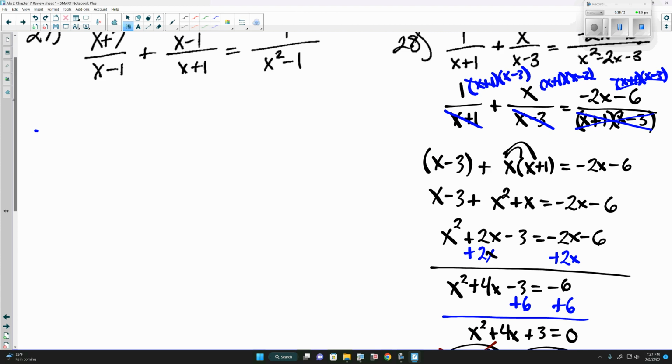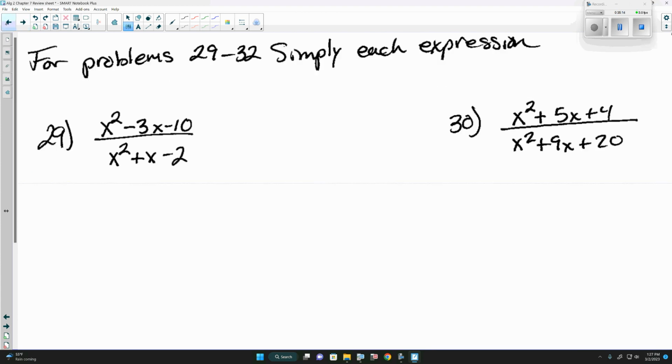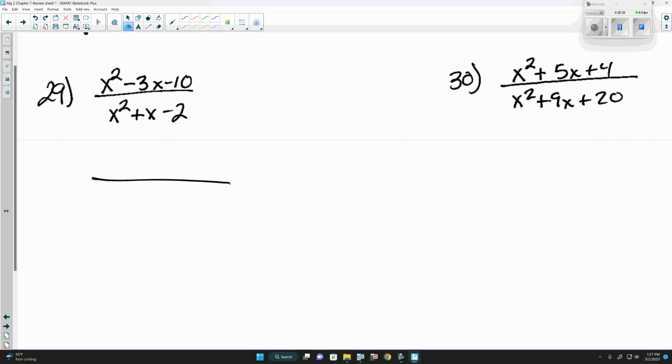I will do 27. I do want to ask about 29 through 32 first before we do it. 29 through 32 is just simplifying. Factor it and cancel out what's in common. So x squared minus 3x minus 10, x and x, plus and minus 2 and 5. X squared plus x minus 2 would actually be x plus 2 and x minus 1.